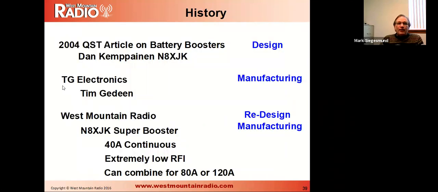Just a quick note here. A lot of people are familiar with the N8XJK booster. Dan originally designed it and wrote a QST article about it. TJ Electronics, from that article, started manufacturing that device because there's so much of a demand for it. Tim passed away a couple of years ago, and we worked out a deal with Dan to redesign the unit to make it more producible for West Mountain Radio. Added some additional features, and we've been manufacturing it now, I think, for about a year.